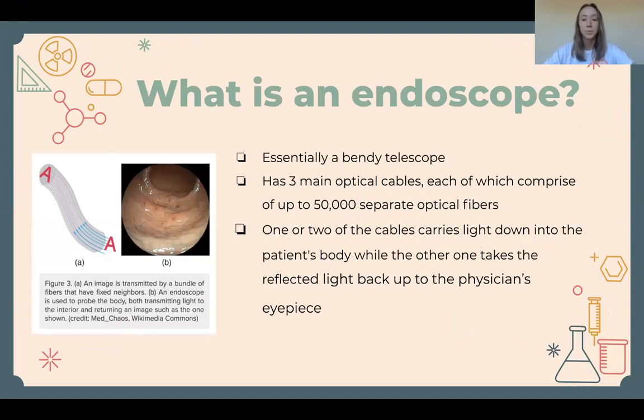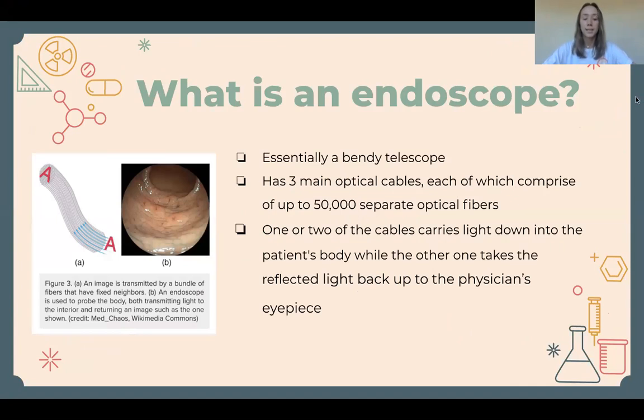Instead of the rigid tube used in a telescope, we have a more flexible, bendy tube to help the physician navigate the body. And this is made up of 3 main optical cables, 2 of which will go down into the body, and the third will reflect the image back up to the physician, which can either have an eyepiece or a camera monitor.